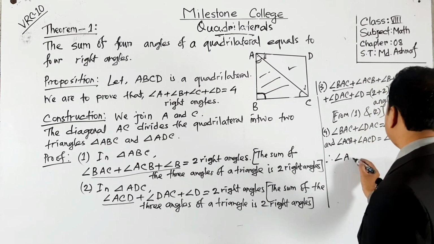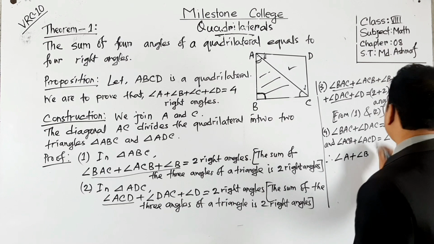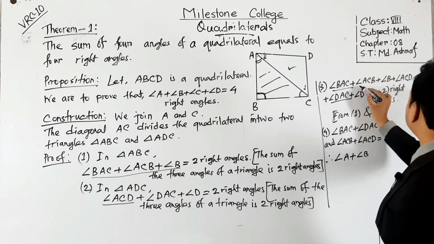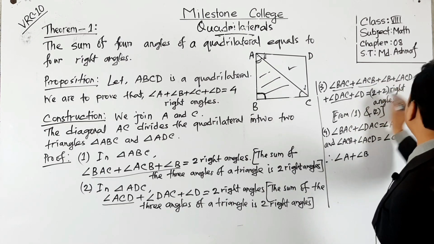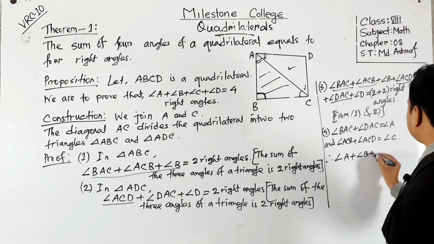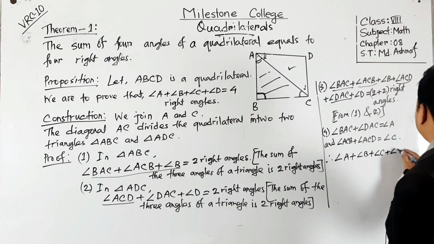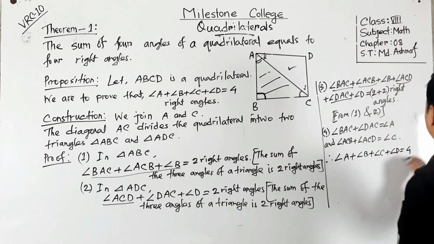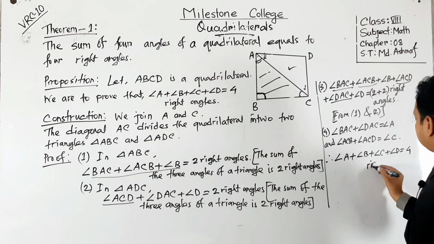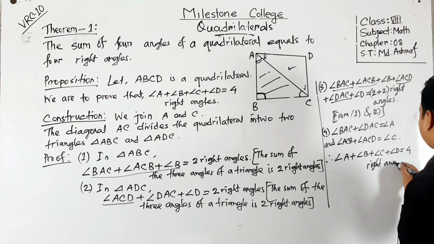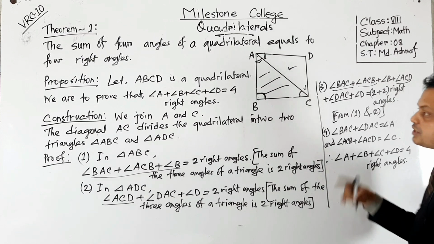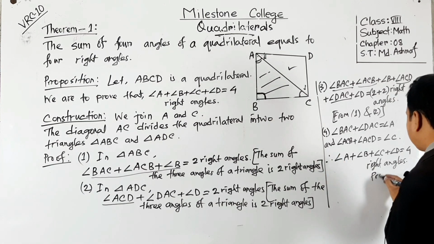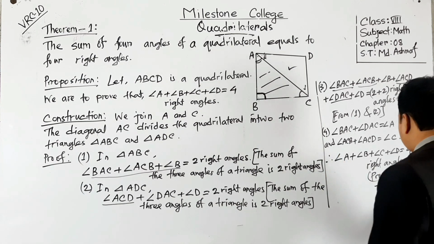Then write angle B plus angle ACB, this one and this one, for angle C plus angle D equals 4 right angles. Which is the proof? We have to prove it, so it has been proved.